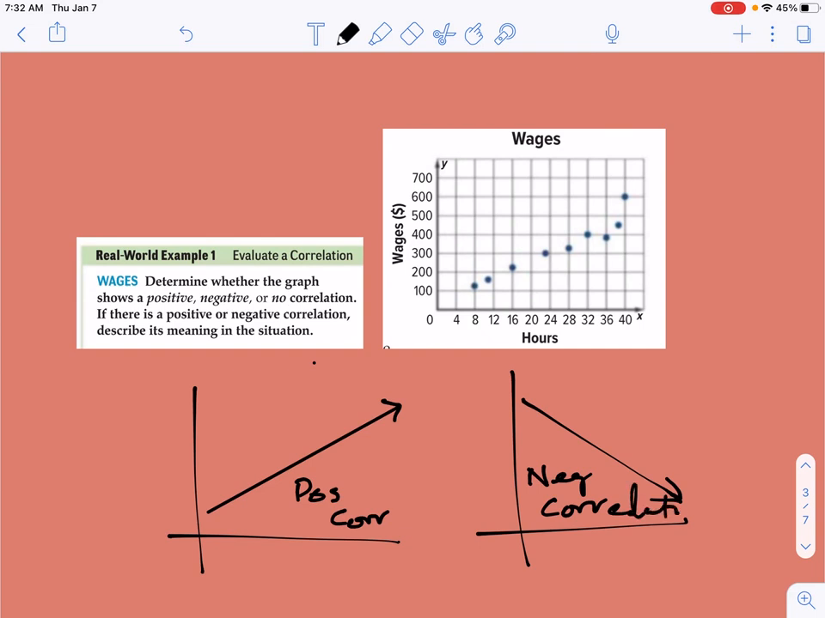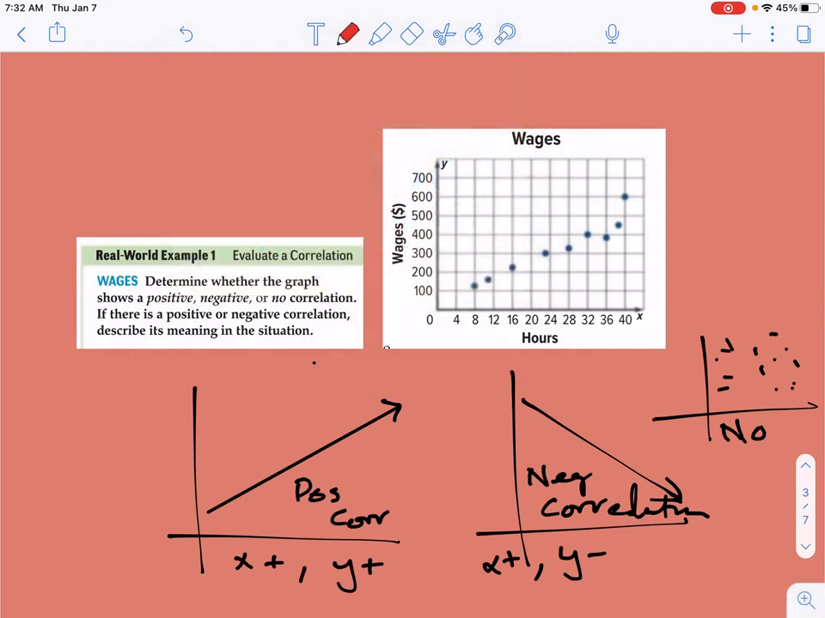So positive, as x increases, y increases. Negative correlation, as x increases, y decreases. All right, and then no correlation was just the buckshot one. That's like everything's all over the place. So if I look at what they give me here, you can see it's obviously not no correlation, so it's not going to be that.